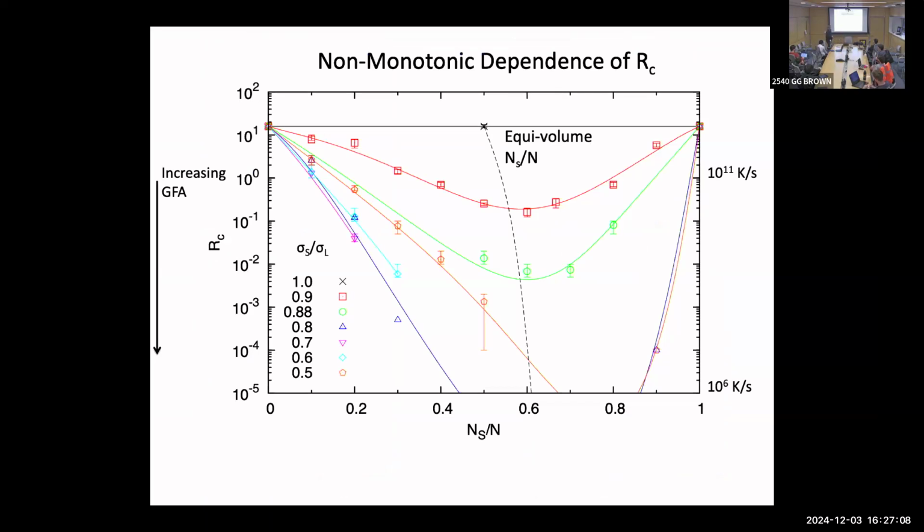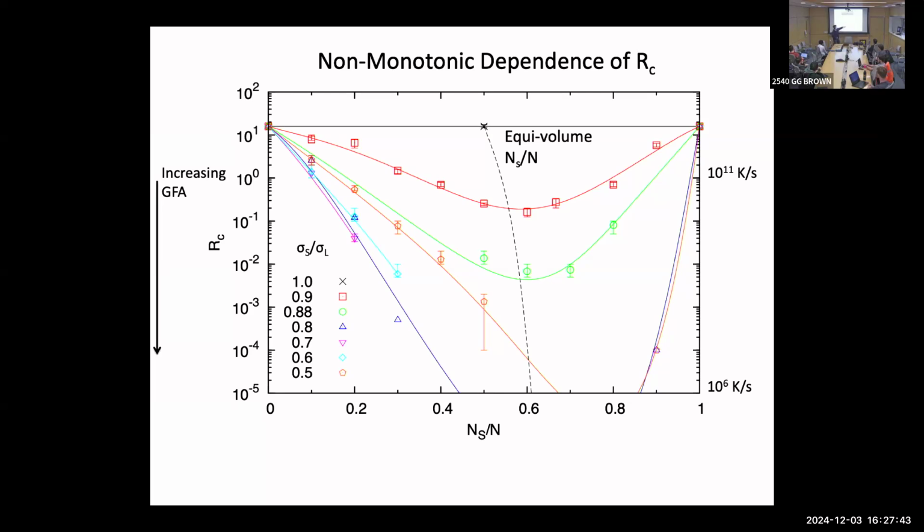And so these are the measurements: the critical cooling rate as a function of the number fraction of small particles of different sizes. Let's start at 1. That's the easy one. If the sizes are the same, then the critical cooling rate doesn't depend on the fraction of smalls. It's a pretty crappy glass former. But as you increase the size ratio, you start to form better and better glasses. You start to get this really deep nose.